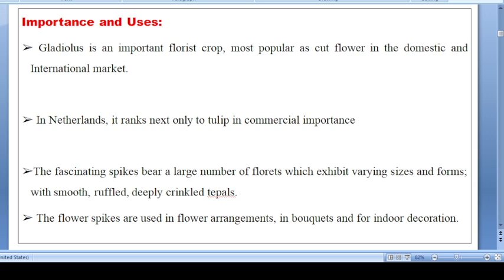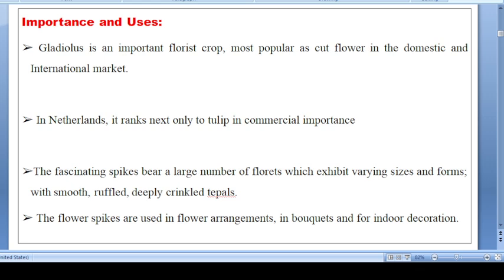It has a lot of value in the international market as well as within the country, and we can see a lot of demand for this flower crop. If we consider other countries, in the Netherlands, tulip is the one flower crop with a huge area under cultivation, but this is the second most important crop after tulip. So that is the importance of this flower crop.